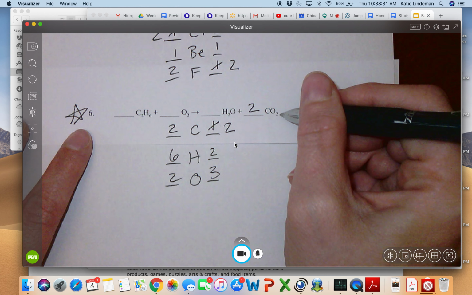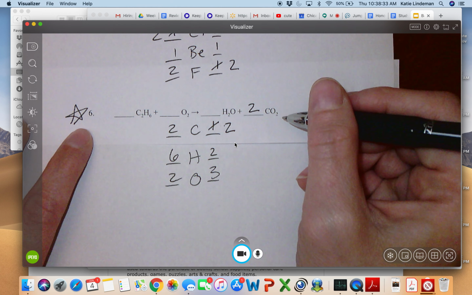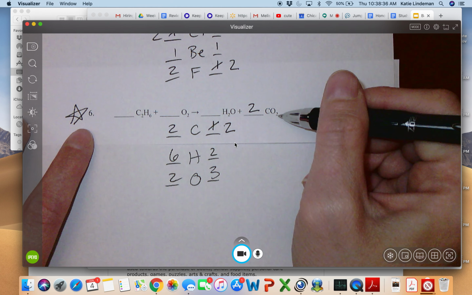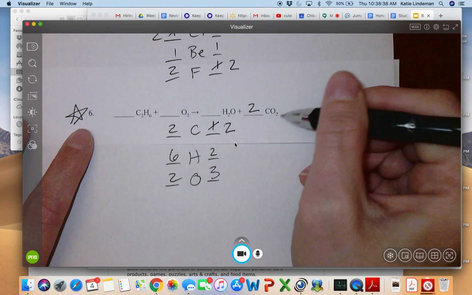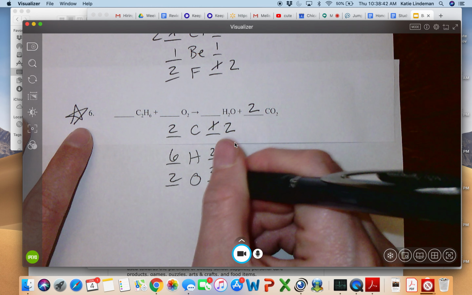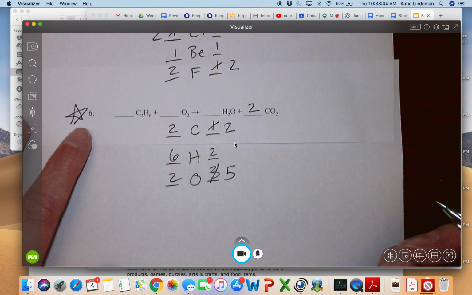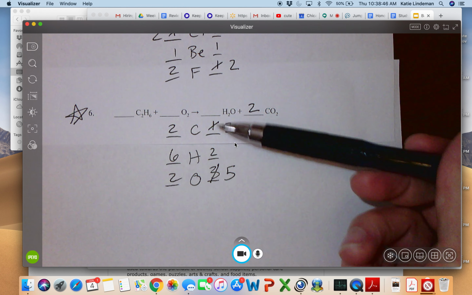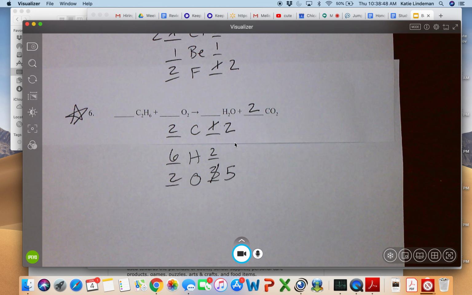But that also changes the number of oxygens that I have, okay? So I have 2 times 2 is 4. So from my carbon dioxide, I have 4 oxygens, and I still have this 1 oxygen here. And so that makes that a 5, all right? I feel like a lot of times as we're changing these others, we get stressed and we try to jump ahead. Do not try to jump ahead, okay?